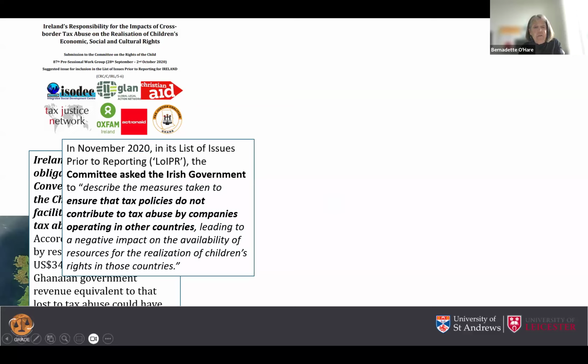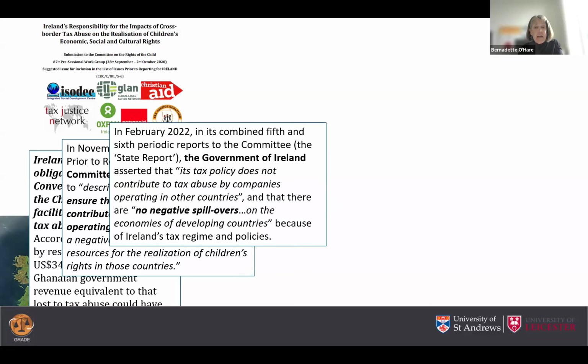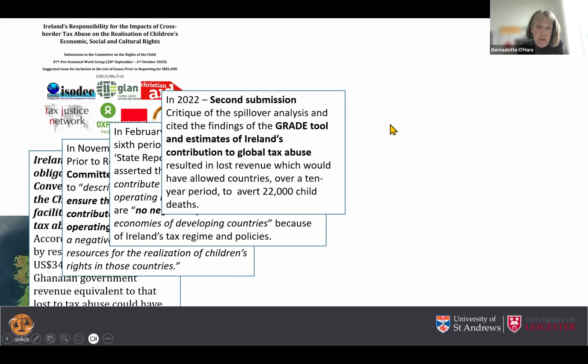The committee then, in their list of issues prior to reporting, asked Ireland to describe the measures taken to ensure that the tax policies don't contribute to tax abuse by companies operating in other countries, which might lead to a negative impact on the realisation of children's rights. And Ireland responded in their response. They said, we've done a spillover analysis. We don't believe there's any problem with our tax policies with regards to human rights in other countries.